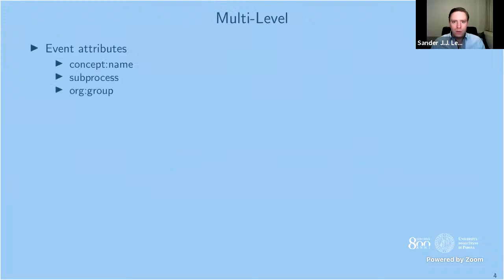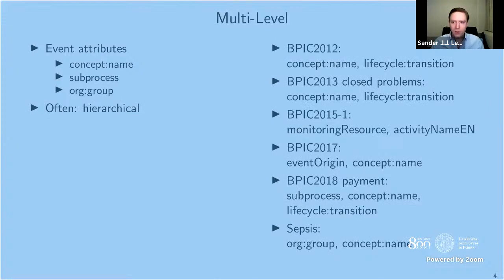A bit more detail about this multi-level concept. We are talking about event attributes such as concept name and organizational group. Very often some of these denote activities, but in a certain hierarchy. For instance, we already saw concept name and lifecycle transition, but there are more elaborate hierarchies available in literature, such as for BPI Challenge 2018: subprocess, concept name, and lifecycle transition. These three together denote the activities that are being performed.